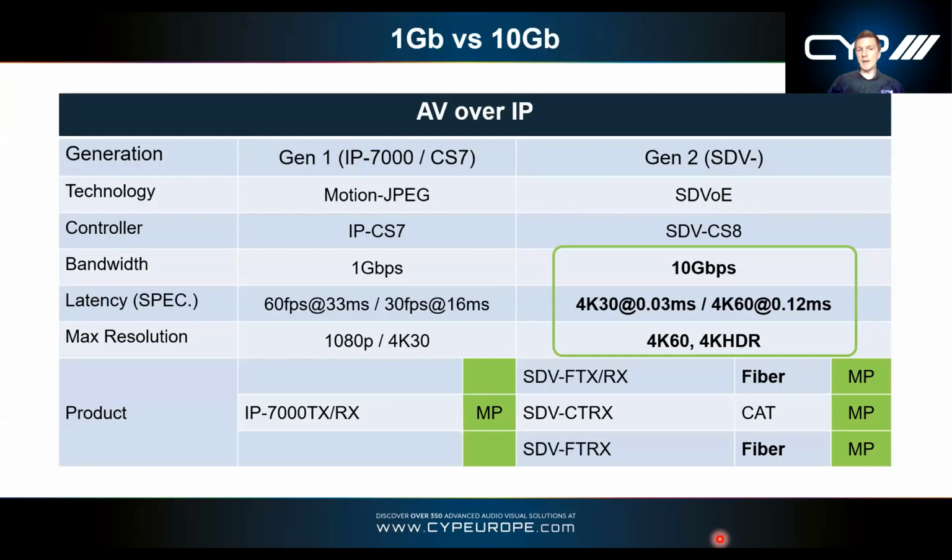Quickly highlighting again, the 1 gig system that we've spoken about, obviously very good for different applications. A 1 gig system is more cost effective, of course, and still performs incredibly well, as we've demonstrated with our IP7000 1 gig solution presentations. But again, for the customer that's demanding the highest image quality, that low latency, SDVoE is going to be a very good option to look at. And again, the options of fiber or cat, as you see there.